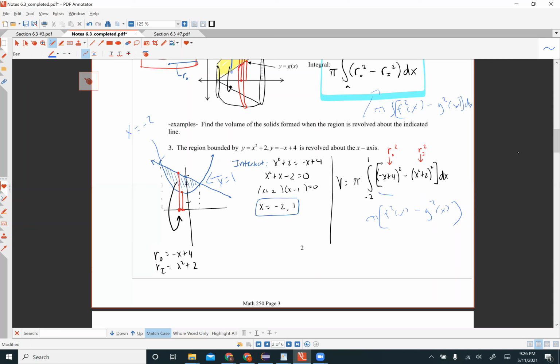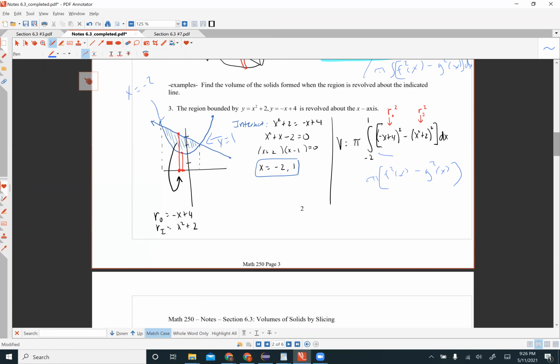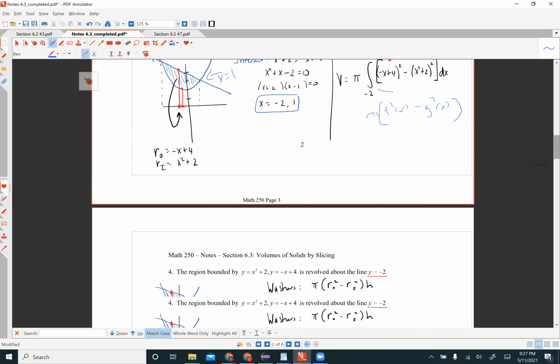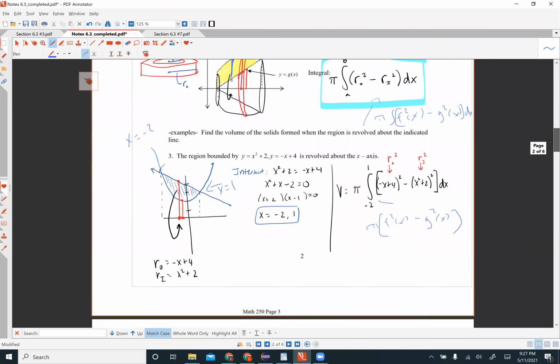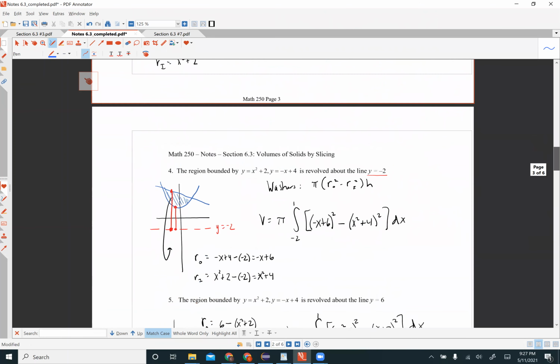And so now that we know the integrand, we could actually do that one. We don't necessarily need to. I assume you know how to. We all know how to do that. Okay. But the hard part for these is setting up the problem.